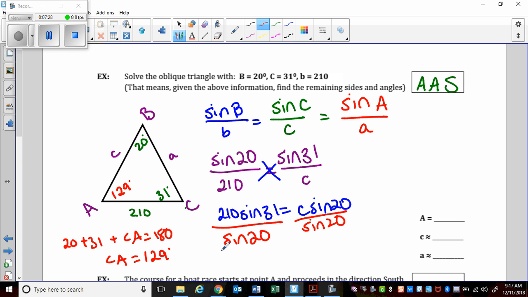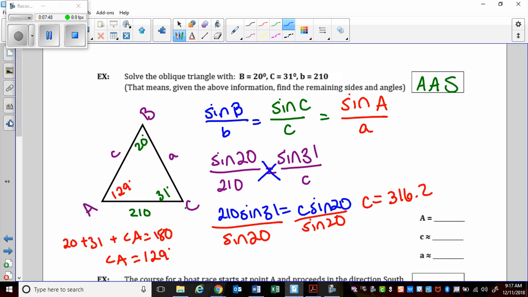So c equals 210 sine of 31 divided by sine of 20. Use your alpha y equals so that you don't make a mistake on this. That gives us c is, I think, about 316.2.